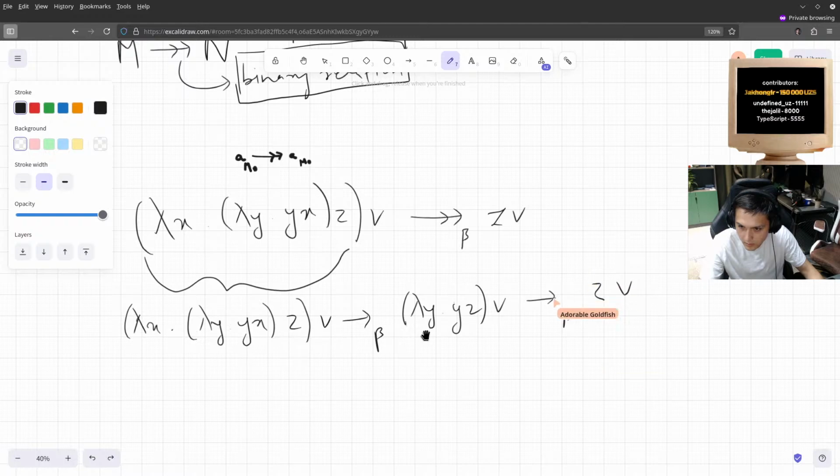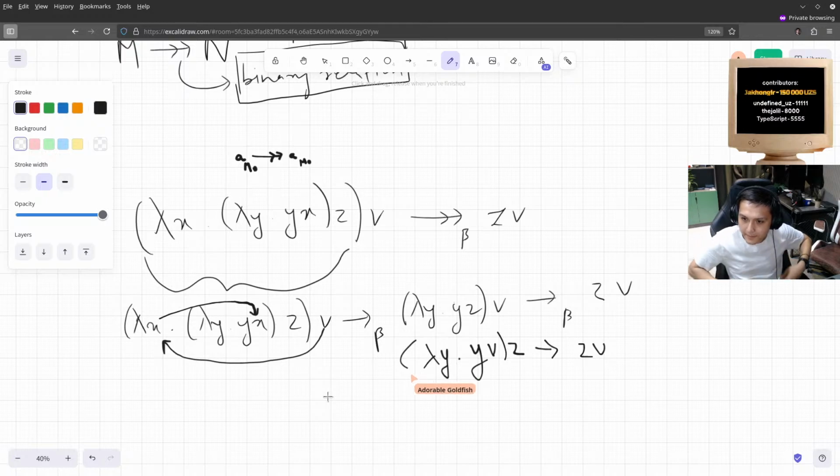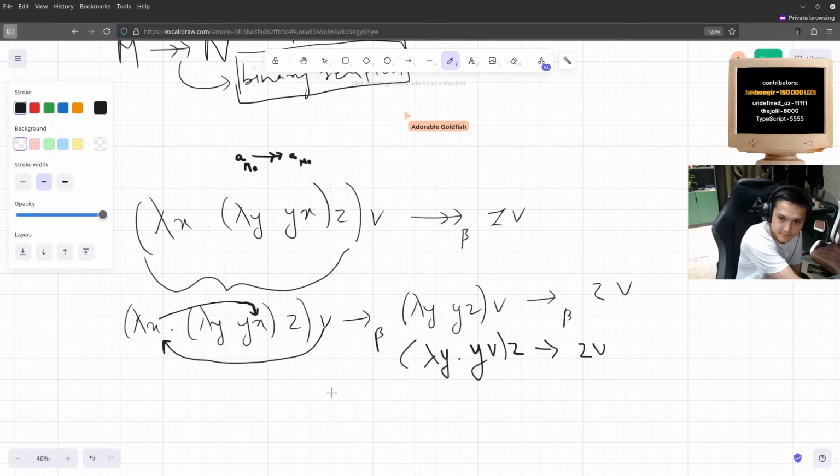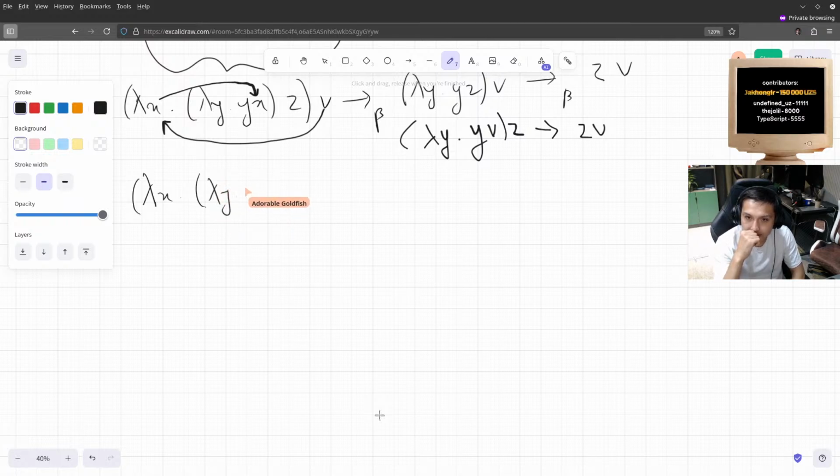Wait a second. So this is going to replace X, and it will be this way. This is the V and Z, and then we came to ZV. Yeah, I had it the other way, it's okay. So this is one way to get to ZV, and then you do the inside one. So this gets beta reduced to, you do the inside one.